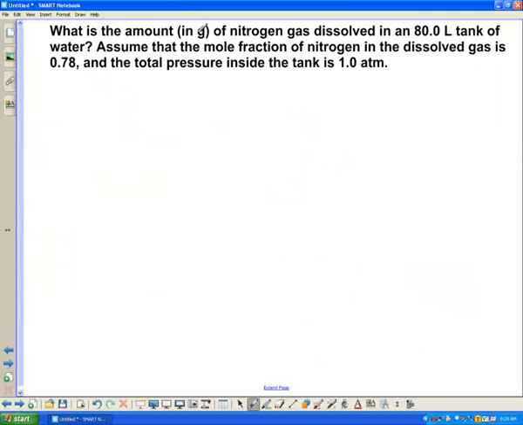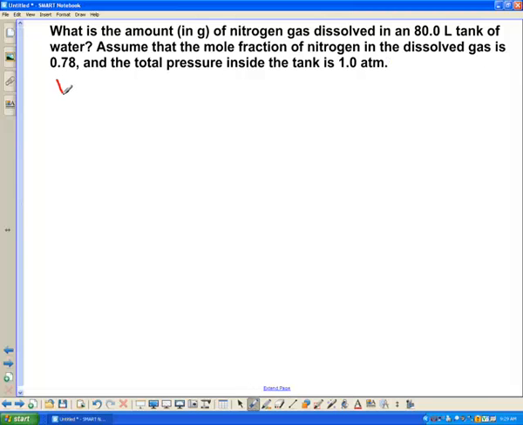It says, what is the amount in grams of nitrogen gas dissolved in an 80-liter tank of water? Assume that the mole fraction of nitrogen in the dissolved gas is 0.78 and the total pressure inside the tank is 1 atmosphere. Alright, so when we have a question like this, the most important thing is to figure out, well, what information do I have? What do I know?